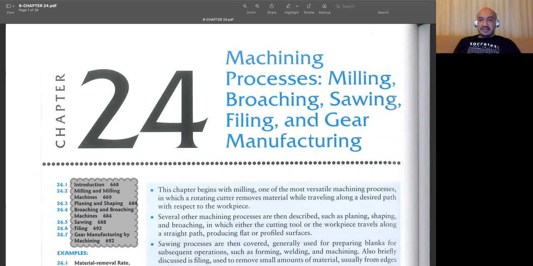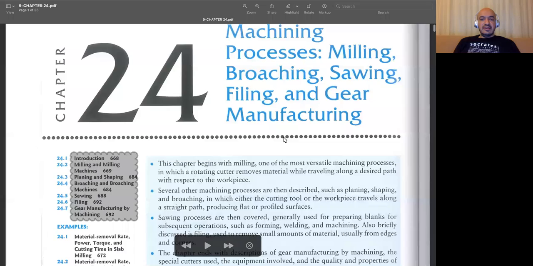Hey, this is another chapter on machines, chapter 24. In this chapter, we'll be discussing mostly milling operation, and then we will spend some time on other machining processes like broaching, sawing, filing, and we'll lastly discuss some types of gear manufacturing. It's quite difficult, so we have a brief section on how to manufacture different types of gears.